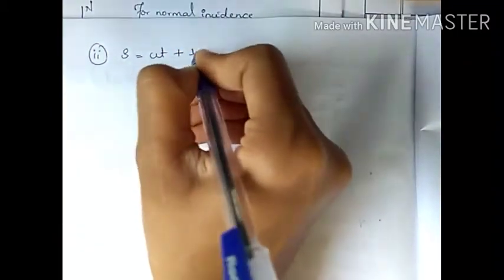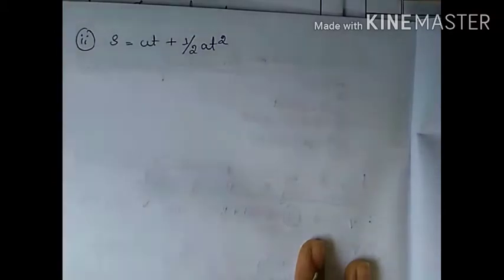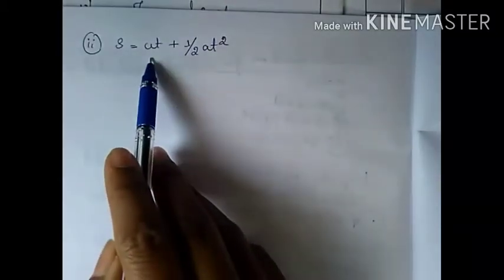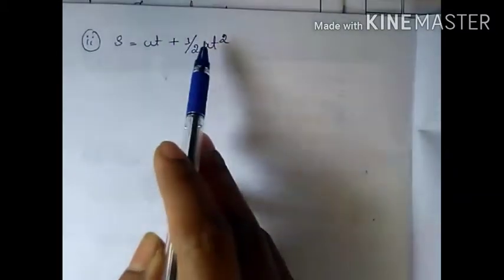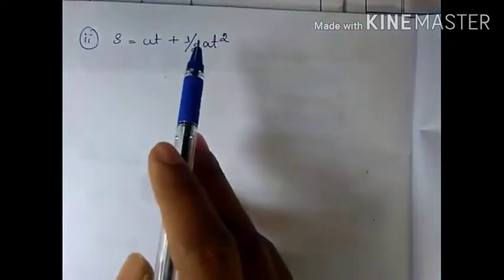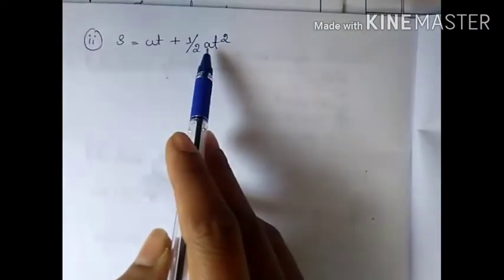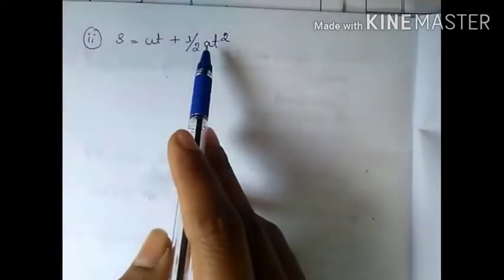S is equal to ut plus half at square. So what does S denote here? S is the displacement of the body, u is initial velocity, t is time, a is acceleration due to gravity. No, a is just the acceleration. A is just the acceleration of the body.